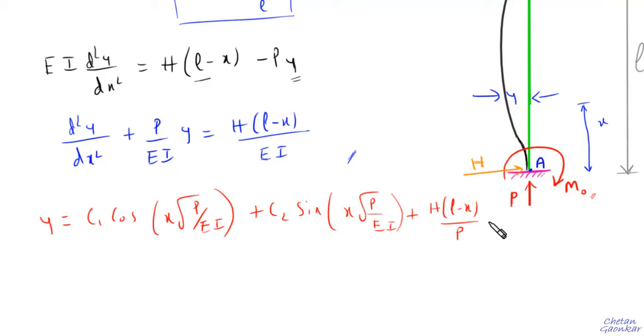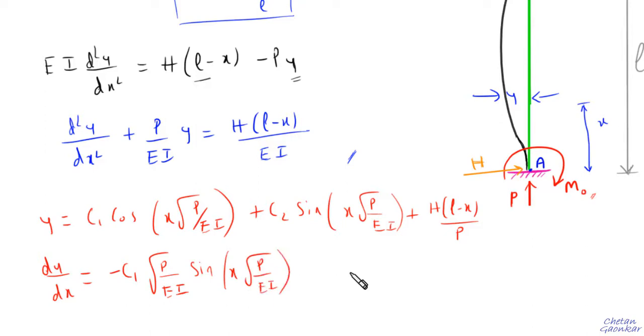Now let us straight away find the slope, dy by dx. This should be equal to minus c1 root of p divided by EI, in place of cos it will become sine, times x root of p divided by EI, plus c2 root of p divided by EI, and in place of sine we will have cos, x root of p divided by EI.